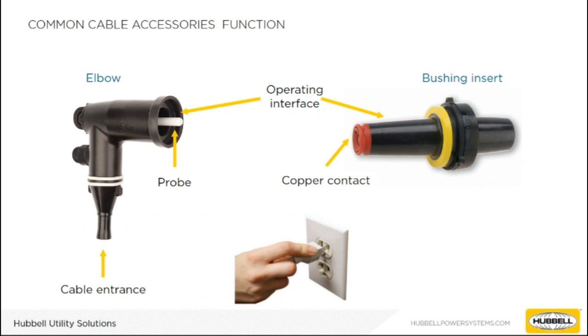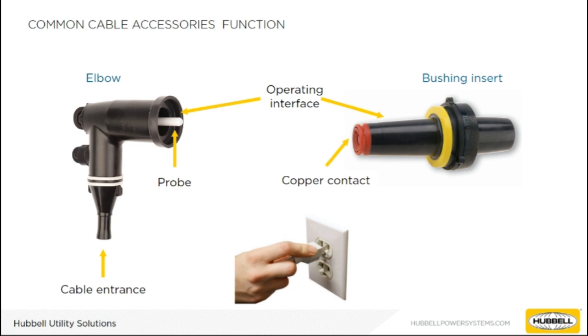One of the most common is an elbow. Elbows have three major components: the cable entrance, operating interface, and probe. The cable entrance is where the underground cable fits into the bottom of an elbow with a connector that makes contact with the probe. This probe extends outside of the elbow's interface, similar to a plug. The operating interface is the size and shape that this plug can fit onto.